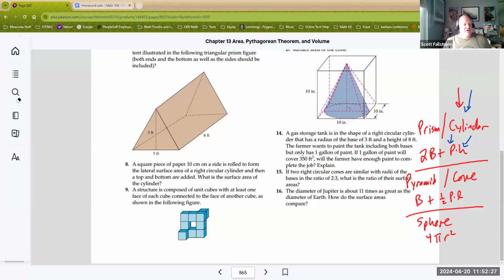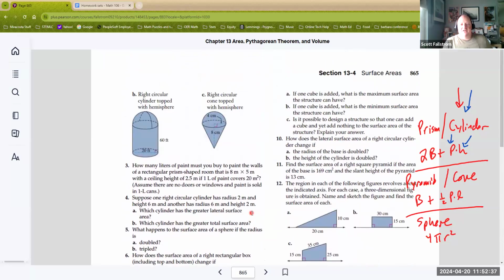Next up, I think we have number 9. Structures composed of unit cubes with at least one face on each cube showing, and at least one connected to the face of another cube as shown in the following diagram. I bet you're going to find the surface area. Let's see here. If 1 cube is added, what's the maximum surface area the structure can have? Oh, good one. If 1 cube is added, what's the minimum surface area the structure can have?